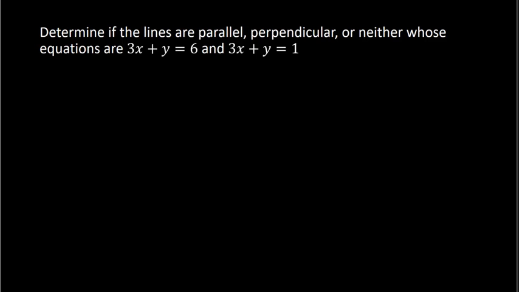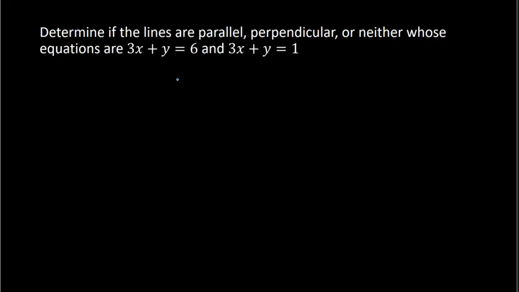Now let's increase the difficulty and put everything together from this lesson. So here we are given two equations, 3x plus y equals 6 and 3x plus y equals 1. We know that if we graph these equations, we will have created a line. So the question is, will these lines be parallel, perpendicular, or neither? To determine this, we need to look at the slopes. If the slopes are the same, then it's parallel. If the slopes are negative reciprocals of each other, then the lines are perpendicular. And if neither of those, then it's not parallel or perpendicular.